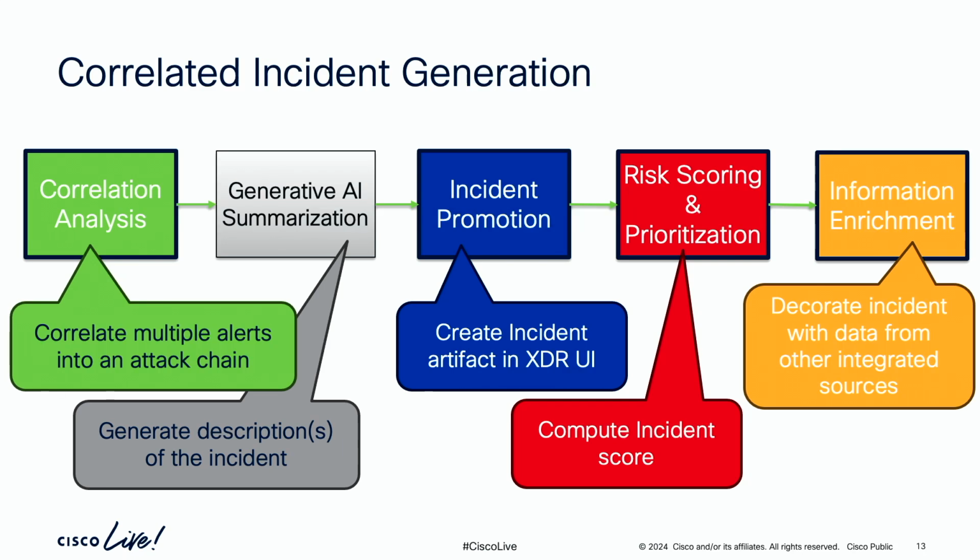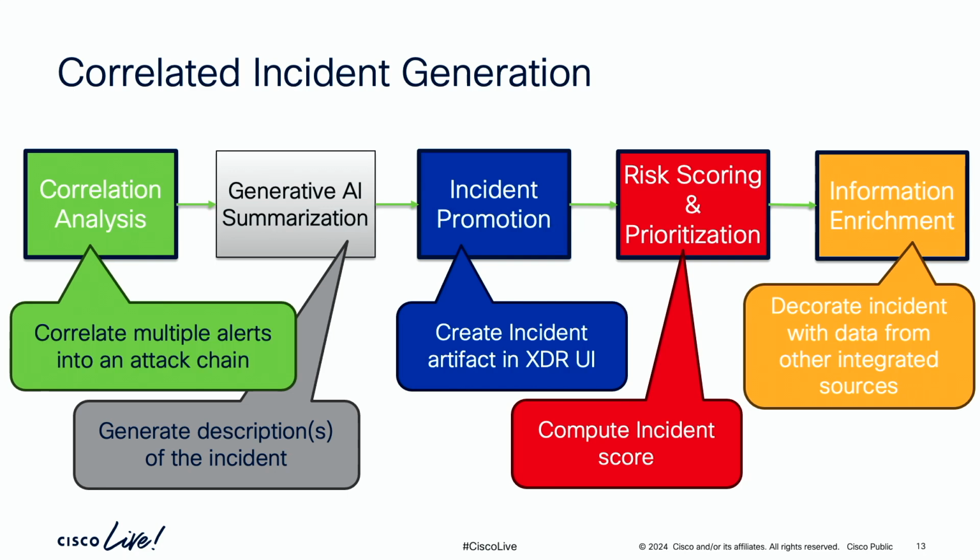So the correlation analytics attempts to take multiple independent alerts across those different domains and aggregate them together into a logical attack timeline. I'm going to break this green box down a little bit more in the next slide. Once you have the correlation analysis that says these alerts are related and we have an attack chain that is built, we then summarize that using generative AI, which will put a natural language descriptor on what has happened in this multi-stage attack or incident that has occurred in the environment.